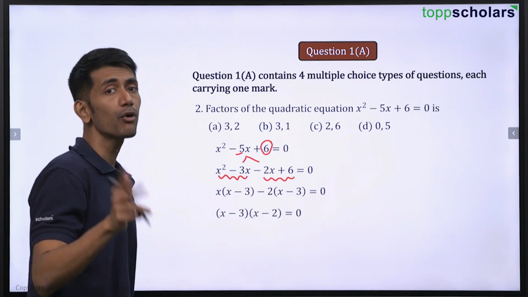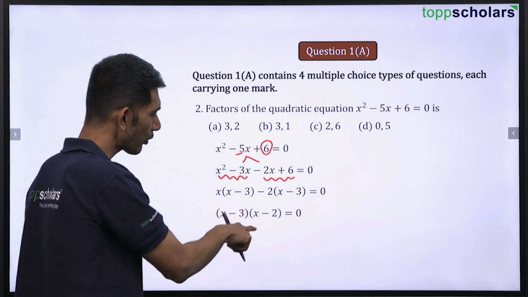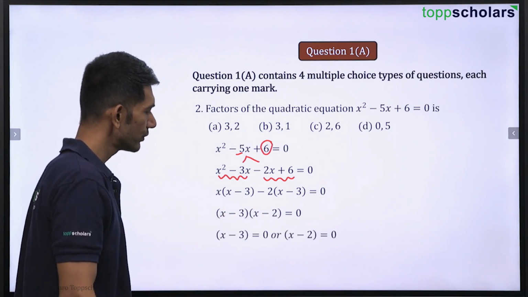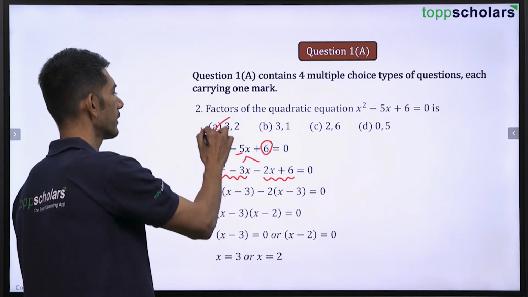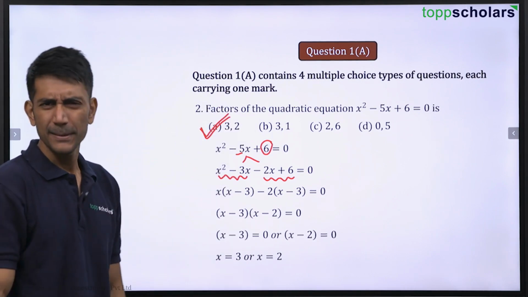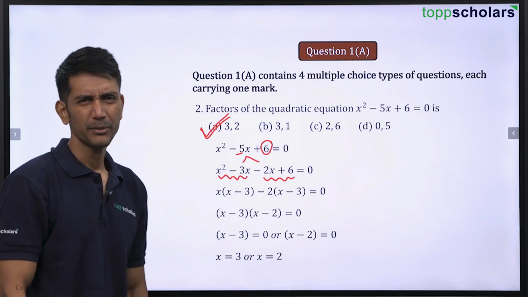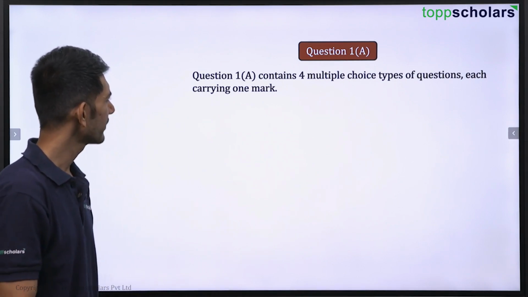You're going to get two positive values of x. X will become positive 3 or x will become positive 2. Correct? So 3 or 2. So where is 3 or 2? Here. Option A. Simple basic quadratic equation, splitting the middle term. You already know how to do this, right?